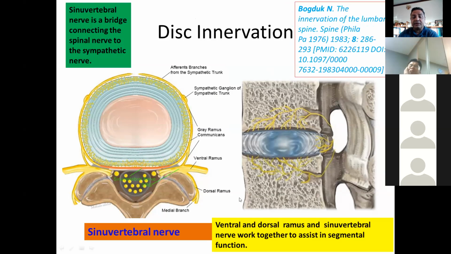And this sinovertebral nerve also has a connection with the ventral and dorsal ramus. So the spinal nerve and the sinovertebral nerve work together to assist in segmental dysfunction. When there is a dysfunction in the segment, we will have a problem in the spine. I will come to this part later on.